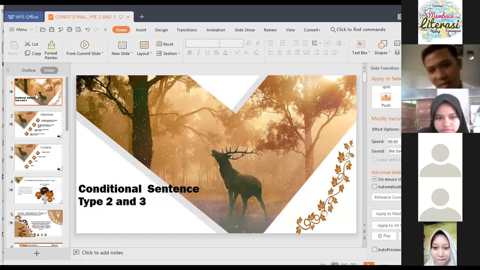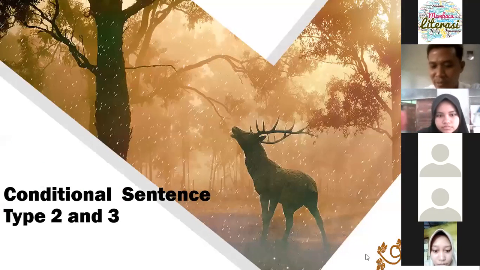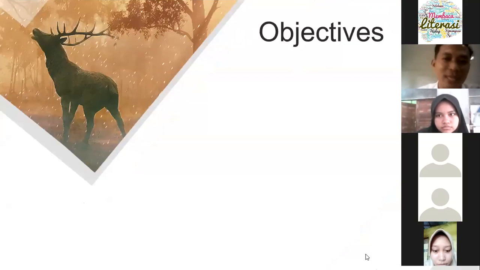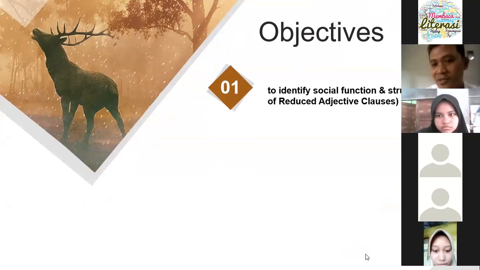Right, so at the end of the lesson, later on, there will be a small discussion, okay? So the topic today is conditional sentence type 2 and type 3. Today only type 2, next week will be type 3. So what are the objectives of learning conditional sentence type 2 today? First, you will be able to identify the social function and the structure.